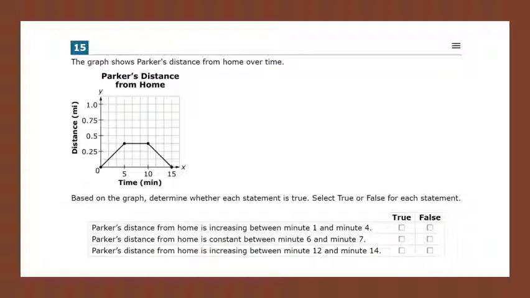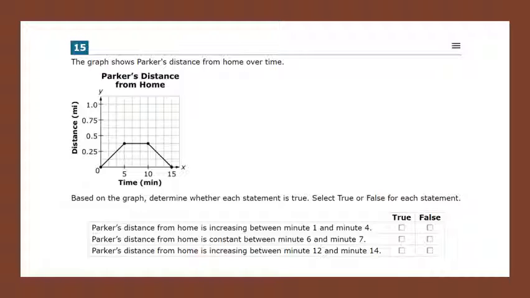Number 15 here requires us to decipher a graph given the actual information on the graph. So this says the graph shows Parker's distance from home over time, and it gives us that nice, neat graph in time versus distance. So what we need to figure out is, based on this graph, determine whether each of these three statements below are true or false.